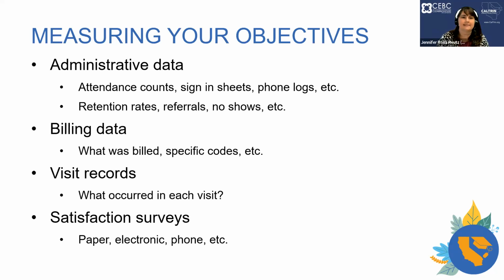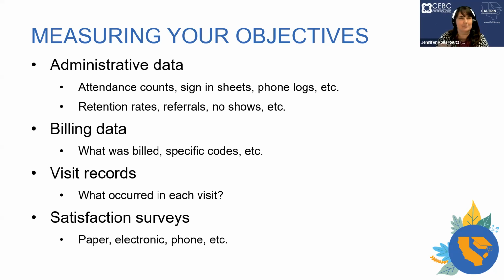Now, other ways to measure objectives. I'm going to use these first three: administrative data, billing data, visit records, as kind of a grouping. So administrative data would be things like attendance counts, sign-in sheets. Depending on how sophisticated or complicated your program is, your administrative data could look quite different. It could be phone logs. It could be retention rates, referrals in or out, no-shows, how many, rates, etc. So you likely have a fair amount of administrative data. It doesn't have to be in a database, but it's information, it's data.